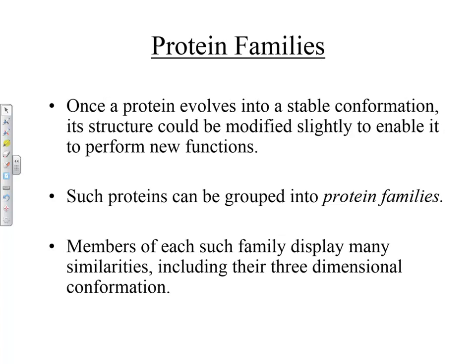And once a protein evolves into a stable conformation, its structure could be modified slightly to enable it to perform new functions. Such proteins can be grouped into protein families. Like the hemoglobin you have is slightly different from what I have, but they're still functional. Members of each such family display many similarities, including their three-dimensional conformation. They have to, because the oxygen atom is not going to change its shape for you and me, and we are all breathing and surviving.